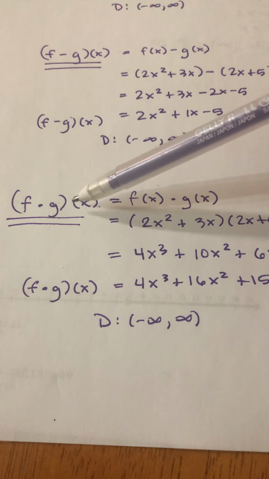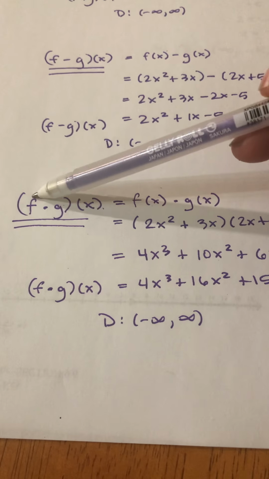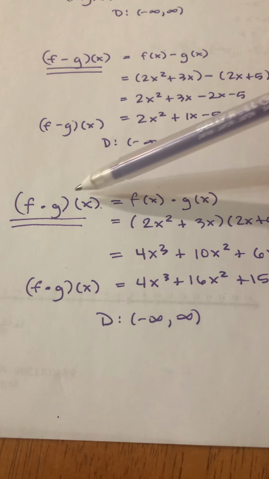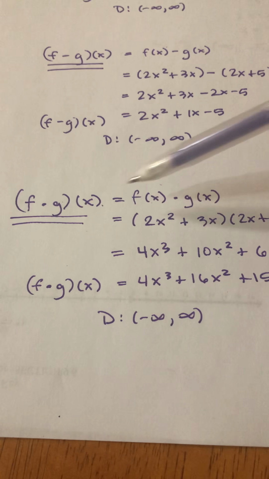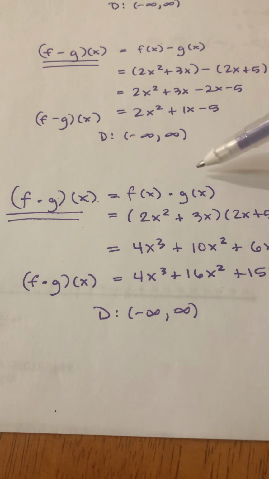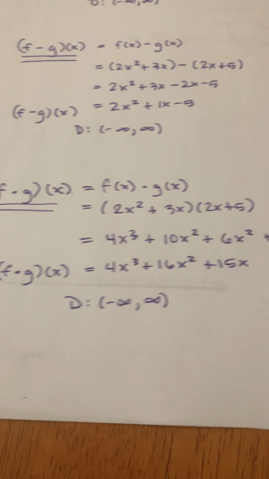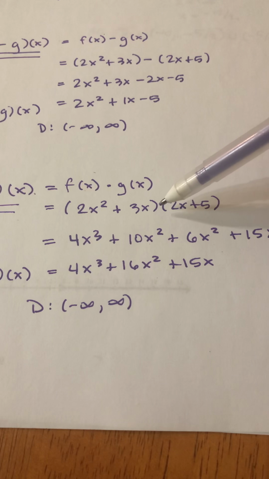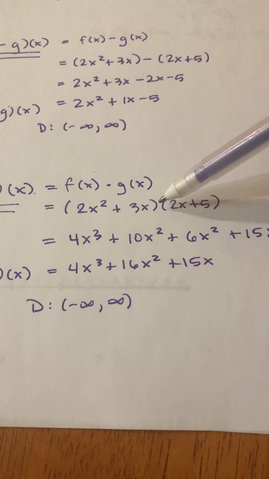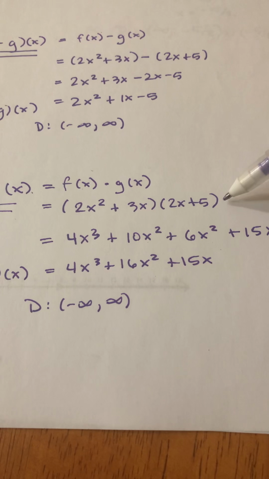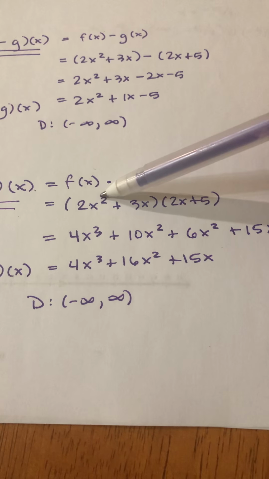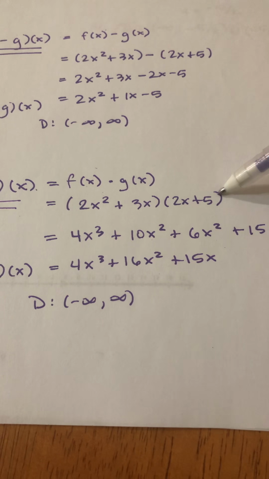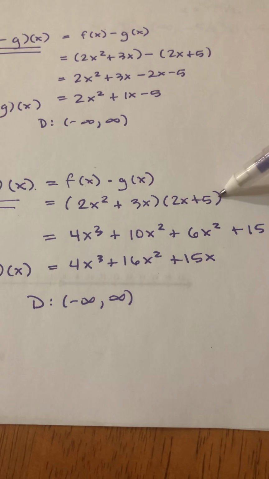If we were asking you to multiply these functions together, f times g of x, again, keep them as functions of x. That just means take f of x and multiply it with g of x. So again, I put them in parentheses: 2x squared plus 3x times the quantity 2x plus 5. To do this multiplication, we're going to distribute the 2x squared with both of the items in here, and the 3x with both of the items in here.